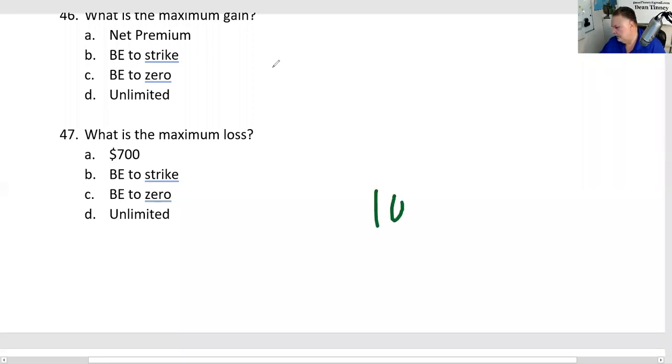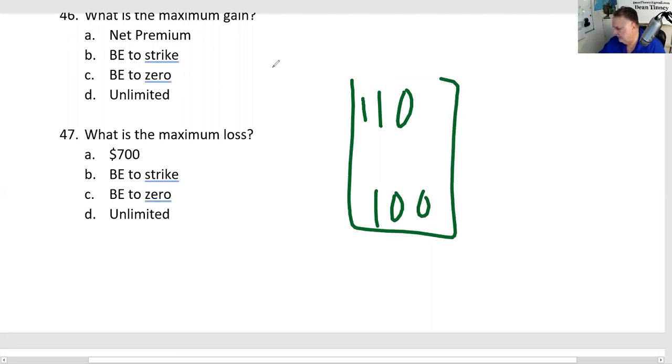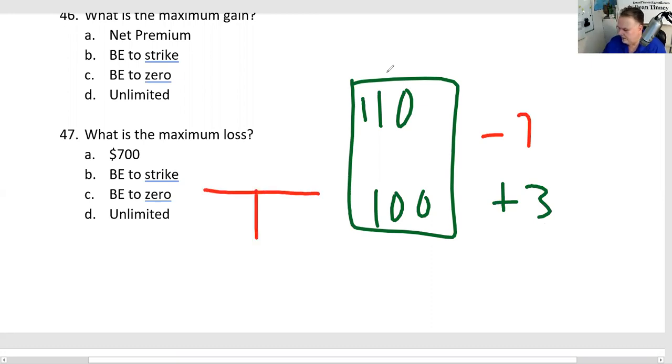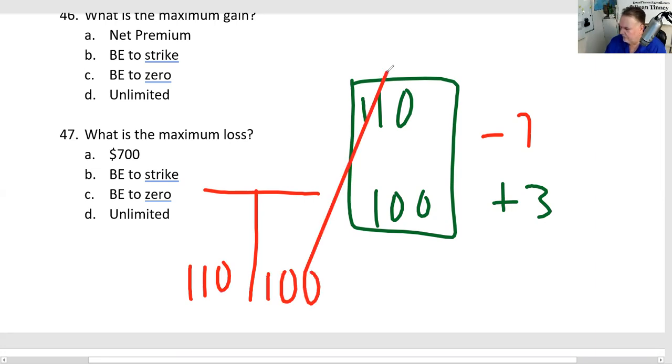So, there's my strike of 100. There's my strike of 110. There's 10 points to be made or lost. I collected 3, so the worst case is I'm going to lose 7. If I buy the stock at 110, which I have a choice to do, and I deliver at 100, I'm going to lose 10 points.